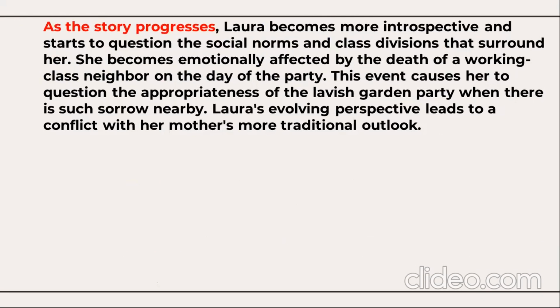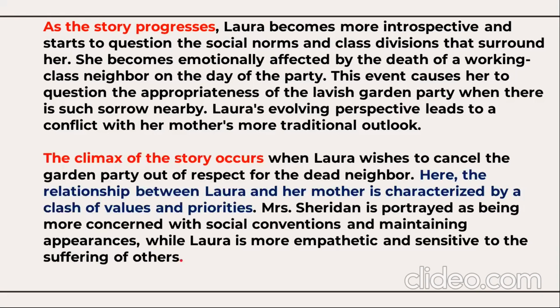As the story progresses, Laura becomes more introspective and starts to question the social norms and class divisions that surround her. She becomes emotionally affected by the death of a working class neighbor on the day of the party. This event causes her to question the appropriateness of the lavish garden party when there's such sorrow nearby. Laura's evolving perspective leads to a conflict with her mother's more traditional outlook. The climax of the story occurs when Laura wishes to cancel the garden party out of respect for the dead neighbor. Here, the relationship between Laura and her mother is characterized by a clash of values and priorities.